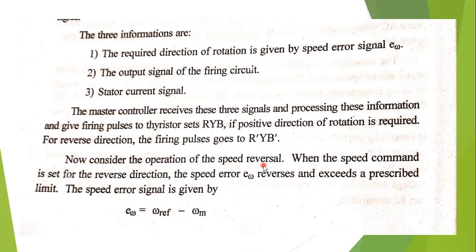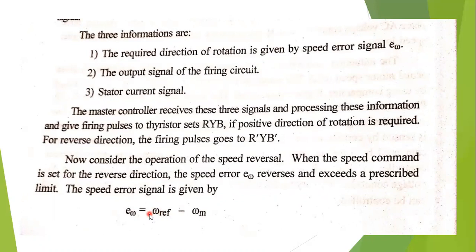If you want to reverse the speed of the induction motor, when the speed command is set for the reverse direction, the speed error ω_e reverses and exceeds a prescribed limit, and then the speed error signal is given like this. So in this way we will get the speed error.